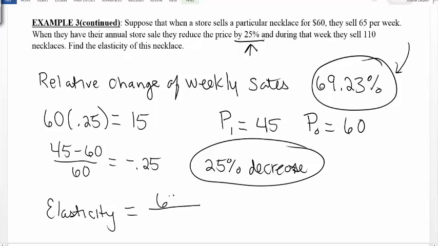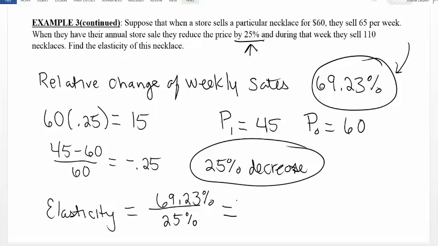So here we have 69.23% divided by 25%. And technically this is a negative 25%, but since we have to take the absolute value at the end, we don't need to include that. Now, because 69.23% was rounded, any calculation that I use with this number is going to be approximated. So I'm going to use my approximation sign.